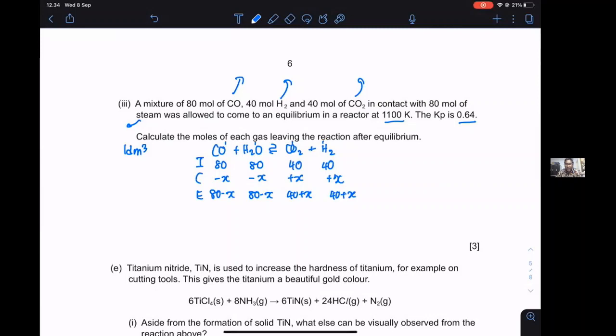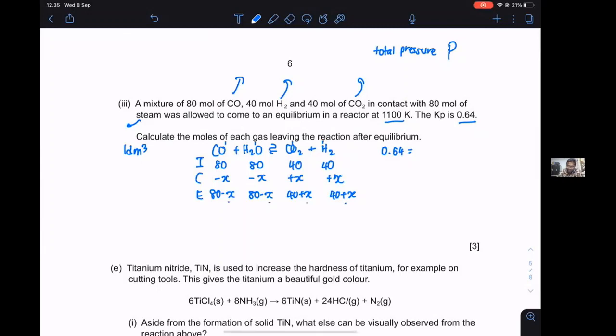So we are looking into that. Here, if I put the Kp, 0.64, we are going to look into the partial pressure. If I'm looking into this partial pressure, I obviously need to look at my total pressure also. Let's say P is my total pressure. So let's say total number of moles, you are going to add all this.